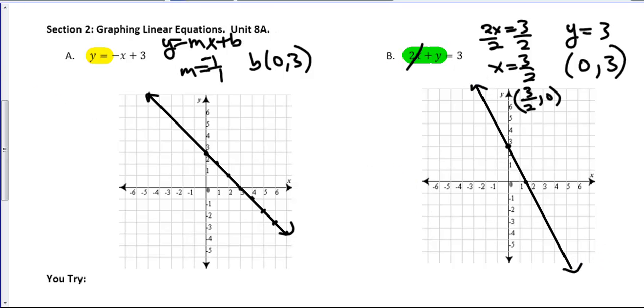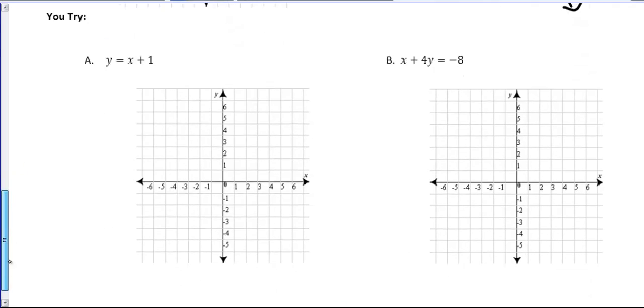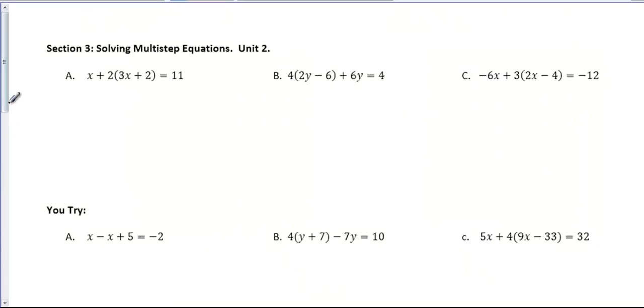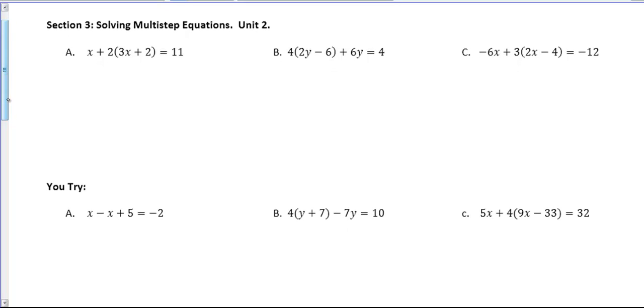Linear equations, something we've been talking about an awful lot. Some more U-tries for you to do. Moving on to Section 3.